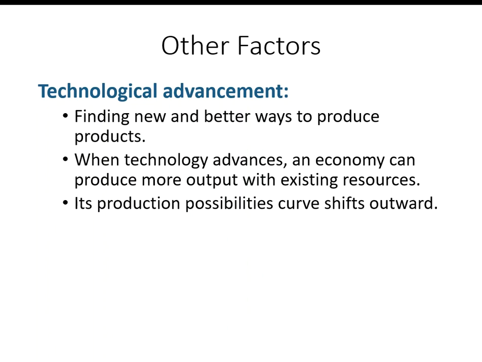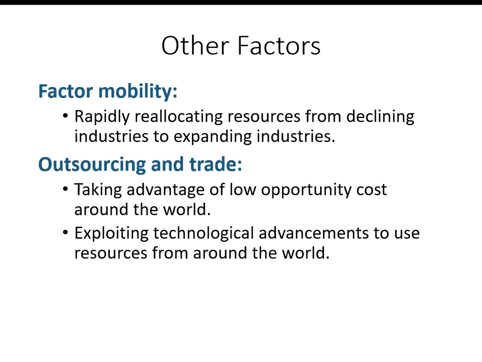So when we have technology advances, usually we will see economic growth, which means the production possibility curve will shift outward. And other factors, such as factor mobility, which is the continuing ability to produce the goods and services that consumers demand, also depend on our ability to relocate resources from one industry to another.